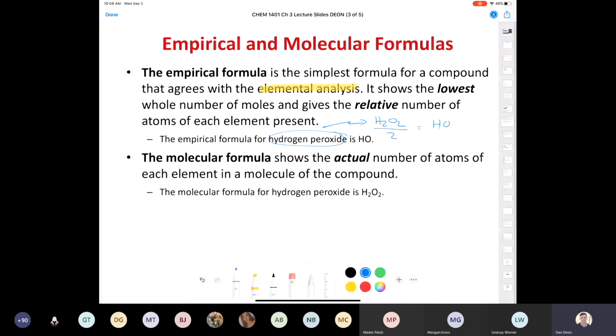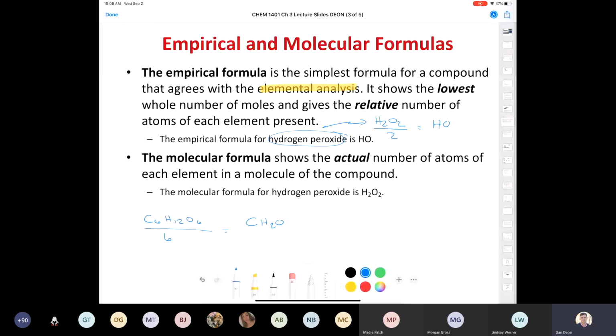I'll give you another example. If you have glucose, which is C6H12O6, the empirical formula, again, is the lowest whole number ratio of these elements. So if you were to divide this whole thing by 6, you'd end up with CH2O. Okay, so that would be an empirical formula for glucose. All right, so empirical formulas.